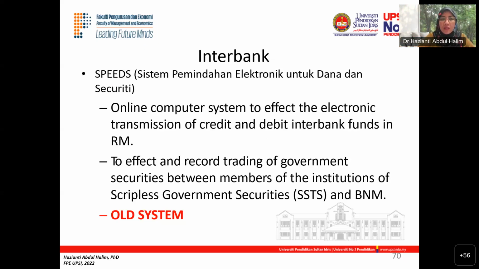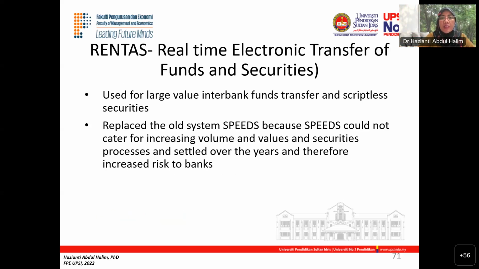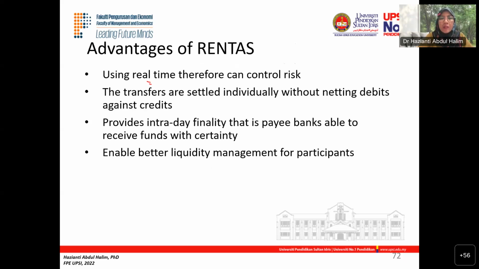But because of the weakness in SPITS, they created a new one and upgraded the system to RENTAS. Real time, no need to wait anymore, no need to wait 2-3 days, you transfer now and it arrives there and then. They replaced the old system because it could not cater for increasing volume and value. Okay, even more so now, especially during MCO everyone does business or transactions using online banking. So they really need a very good and stable system. So the advantage of RENTAS using real time is that it can control the risk.